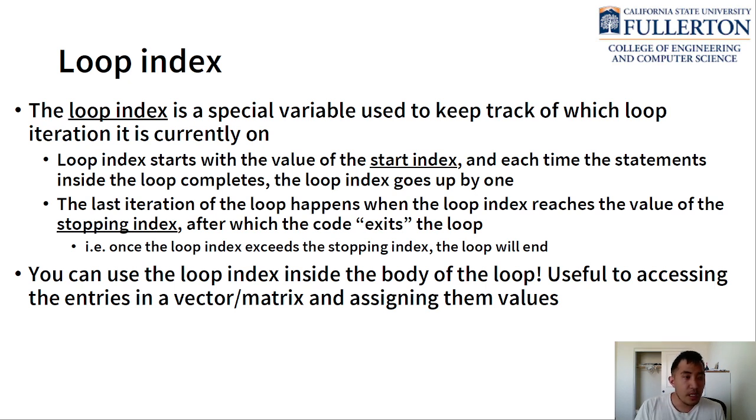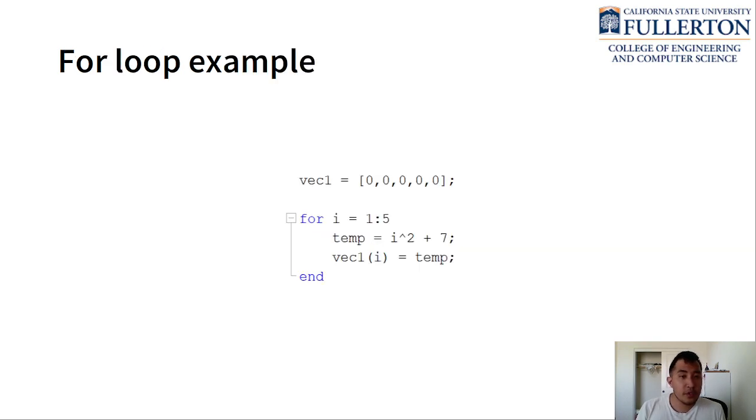The loop index is really valuable, not only for counting and keeping track, but you can actually use the loop index within the body of the loop. There are a lot of really cool applications for this, so let's do an example. Here I have a loop, and I have this empty vector. I've defined this vector with all zeros. What I want to do is populate the entries of this vector according to this formula right here, where i is the position of where we are in the vector: the first position, second, third, fourth, and fifth.